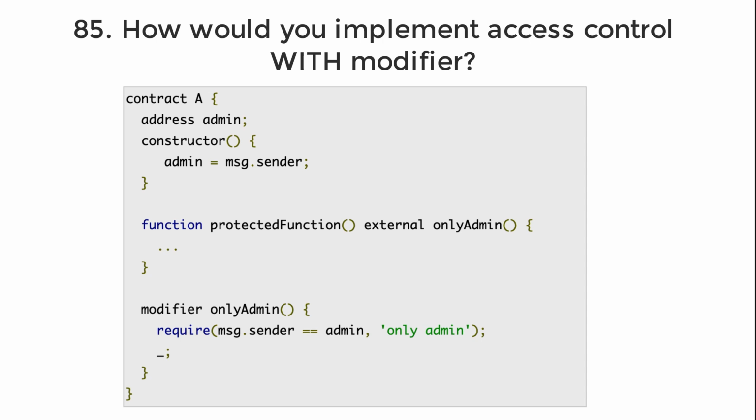And then you attach the modifier to a function. You do this in the function signature. That guarantees you that this modifier is going to be run before the function you're executing. And if this modifier throws an error, then the function will not be executed.